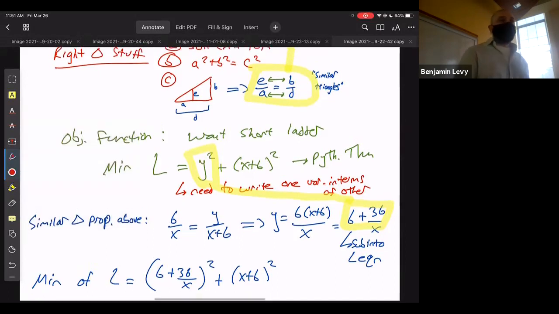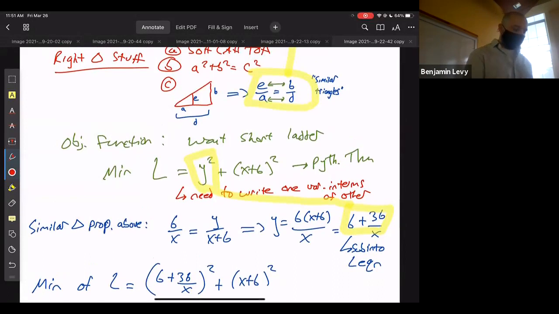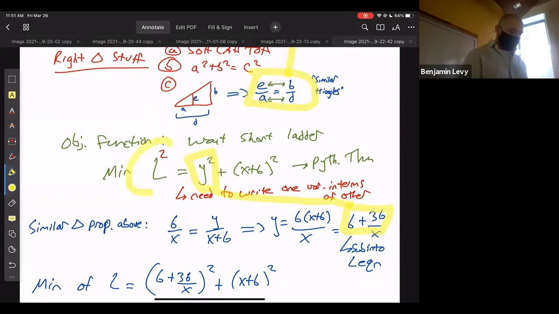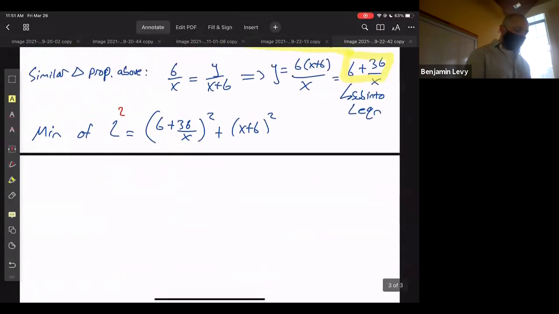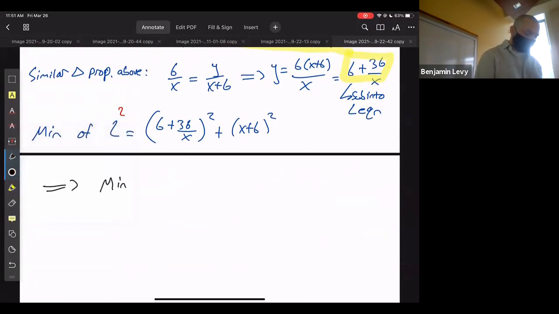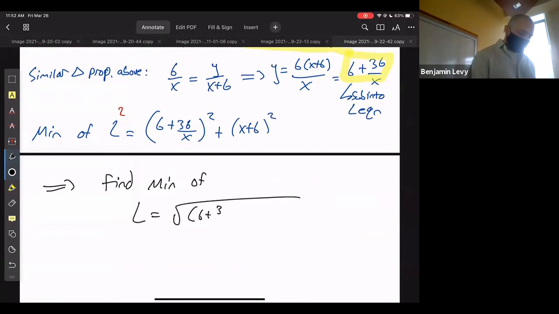So in the Pythagorean theorem, a squared plus b squared equals c squared, right? So this L needs a square on it. Everyone see this? I don't know if you can see that. See this thing I just added, the square? Right, a squared plus b squared equals c squared. I forgot the c squared part. And so that also needs to go right here on the last part, which means the thing we're really trying to minimize is the square root of that. So find the min of L equals square root of that nasty thing.